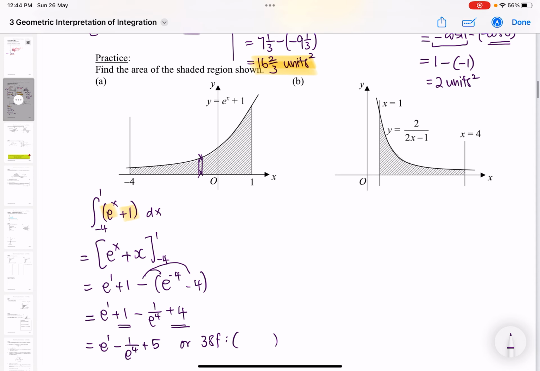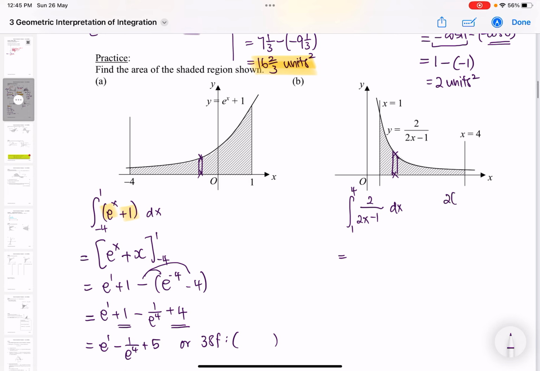Next, let's look at part B. So to find this area, I will need to look at my rectangle, top y coordinate minus the bottom y coordinate. So I'll be integrating 2 over 2x minus 1 with respect to x, and my limits are from 1 to 4. Now, how do we integrate 2 over 2x minus 1?